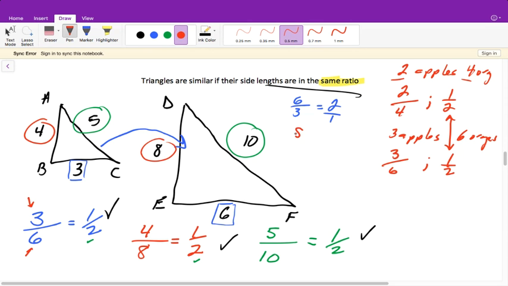We could have done 8/4, which is also equal to 2/1. And we could have done 10/5, which is also equal to 2/1. So it doesn't matter which one you do. It just matters which one you start with first. You need to do that continually throughout.